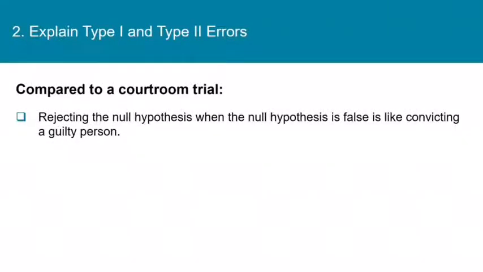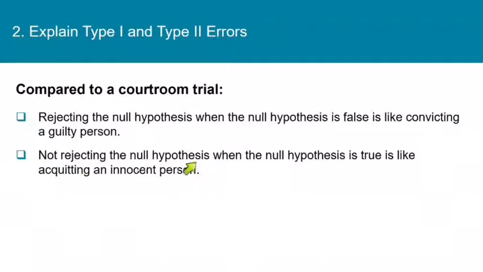One thing that helped me when I was learning this is to compare it to a courtroom trial. So remember, the mean is on trial, and H0 is the plea of not guilty, and H1 is the prosecutor's allegation that the defendant is guilty. So, if we reject the null hypothesis when the null hypothesis is false, that's like saying we've decided that the not guilty plea is wrong, and in fact the not guilty plea is false. And so that's like convicting a guilty person, and that's a good thing. Also, not rejecting the null hypothesis when the null hypothesis is actually true, that's like acquitting an innocent person.